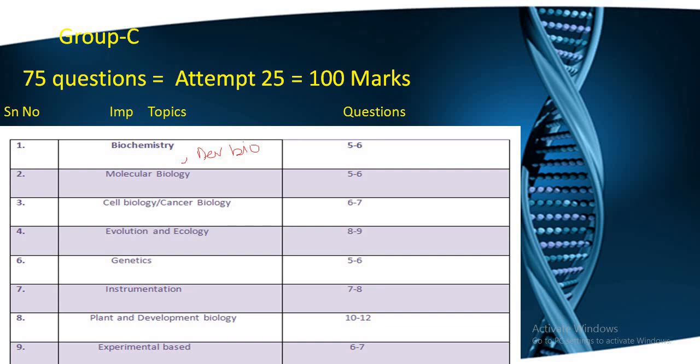Okay, so biochemistry, development biology, molecular biology, cell biology, evolution and ecology, genetics, instrumentation, plant and development biology, and experimental-based questions, which are based on concepts. So all these five to six modules are what you need to study. Okay, so you don't have to worry.